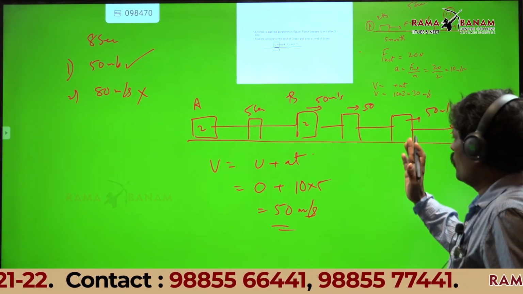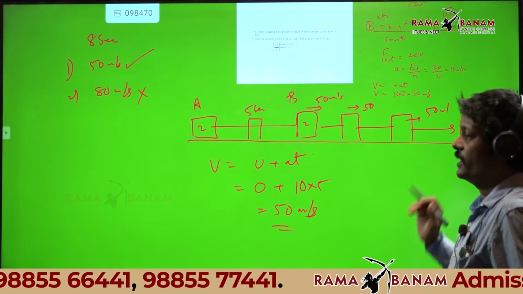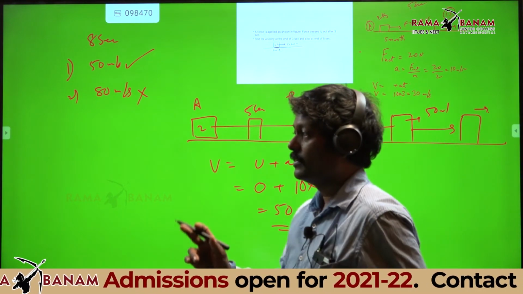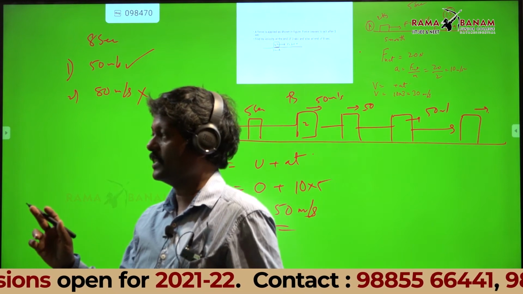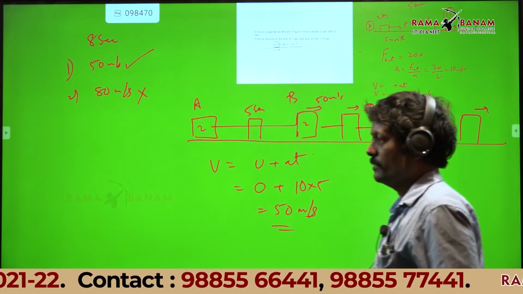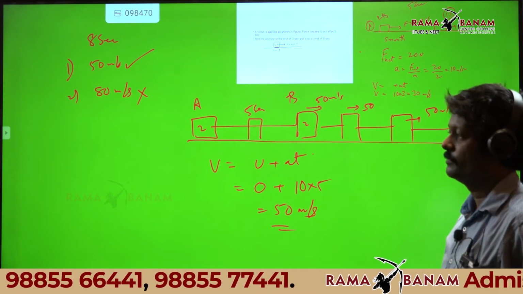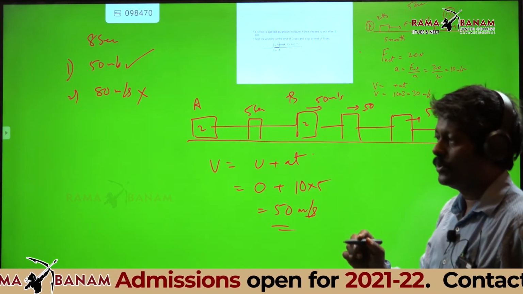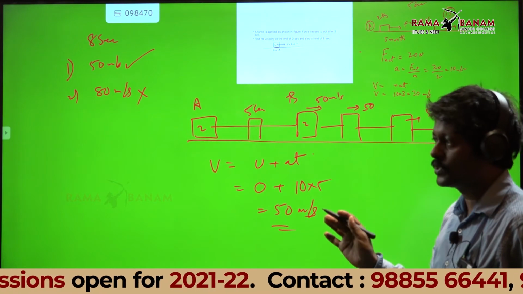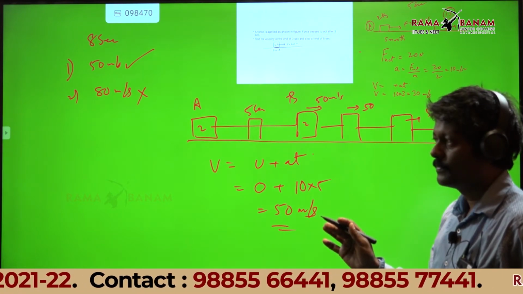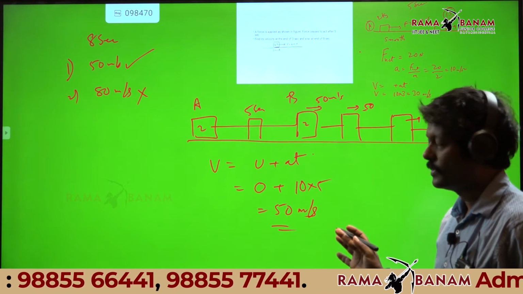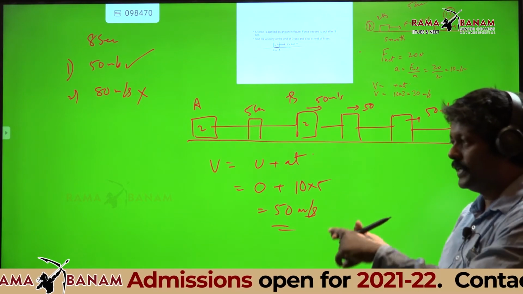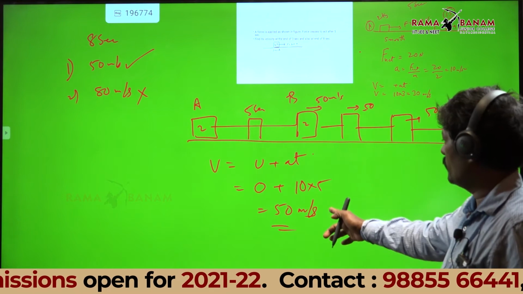What is the velocity at the end of 6 seconds? Only Kaushik should tell. Unmute and say. 50 meters per second. Very good. Because after 5 seconds there is no force. At the end of 6, at the end of 7, at the end of 8, at the end of 9, every time it is 50 meters per second.